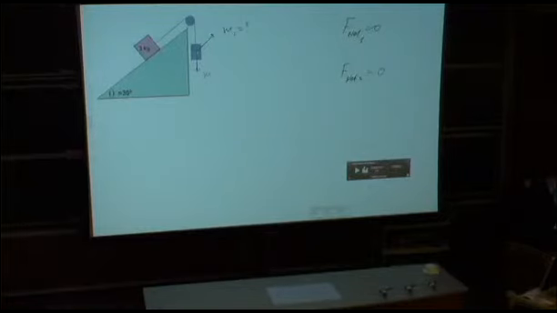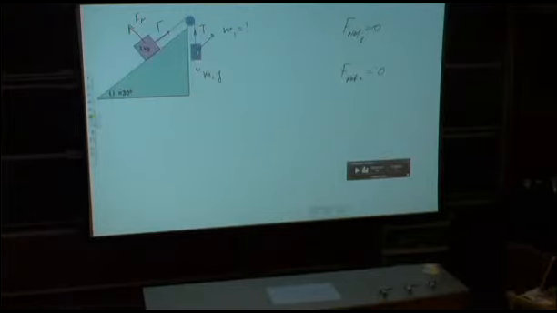So here we have m times g acting down because of the gravity and tension acting up because of the string. Here we have another tension which points differently but has exactly the same magnitude. And well, what do we have here? We have normal force. And we have a force of gravity which points straight down. But for that particular block, that direction is not really convenient.